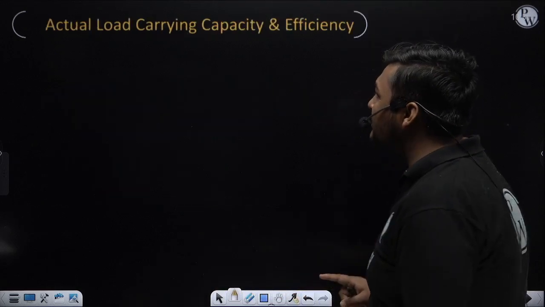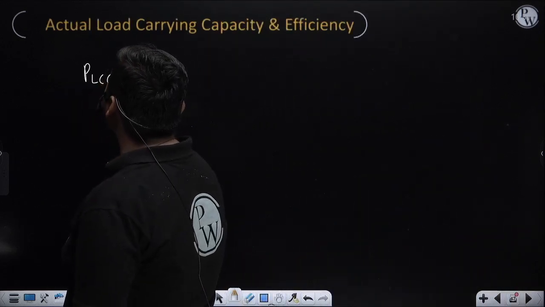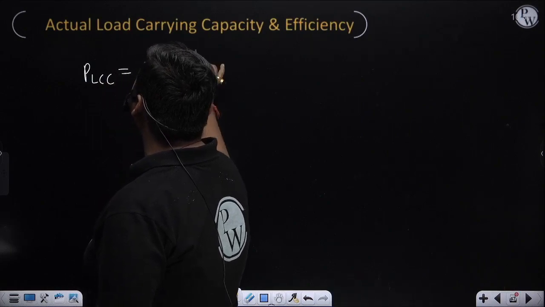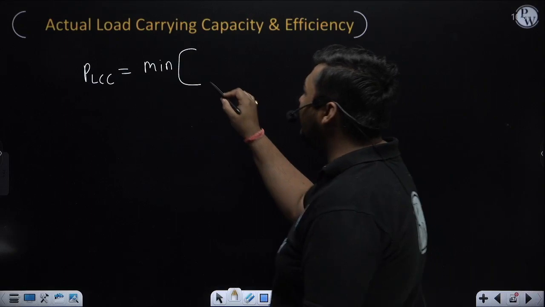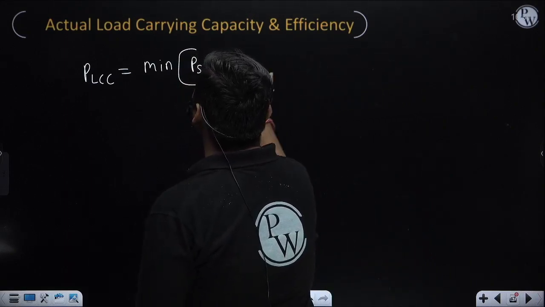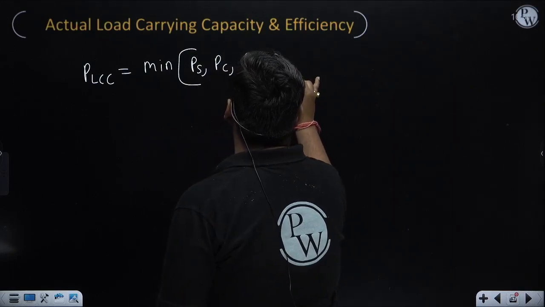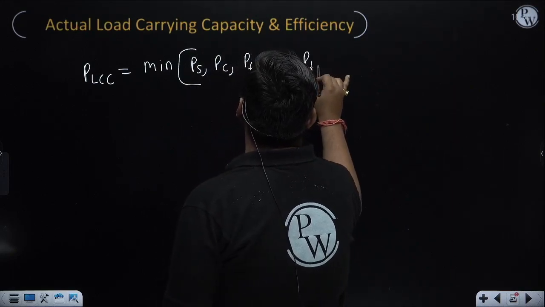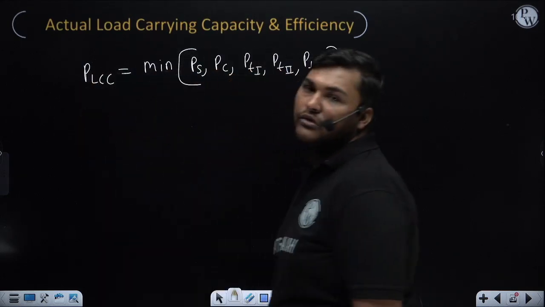But right now our objective is to calculate total overall actual load carrying capacity, and actual load carrying capacity will be minimum of load carrying capacity which are coming by considering all types of failure. And right now what failure we have considered? Shearing load carrying capacity, that is PS, crushing load carrying capacity, that is PC, tearing from first row, that is PT1, tearing from second row, that is PT2, and tearing from third row, that is PT3, and minimum of these values will be actual load carrying capacity.